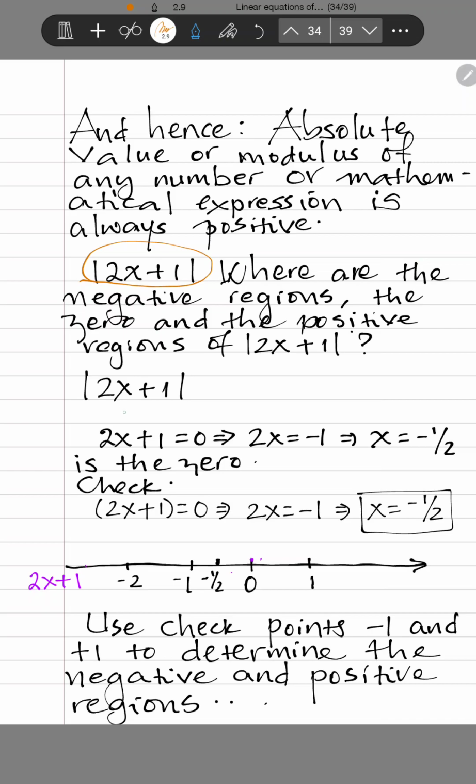Just to find the 0 of this expression, for now, we ignore the absolute value symbol, and let's just take the expression 2x plus 1. 2x plus 1 is equal to 0 when 2x is equal to minus 1. It is where x is equal to minus half. Now we have minus half as the point where this expression gives a result of 0.